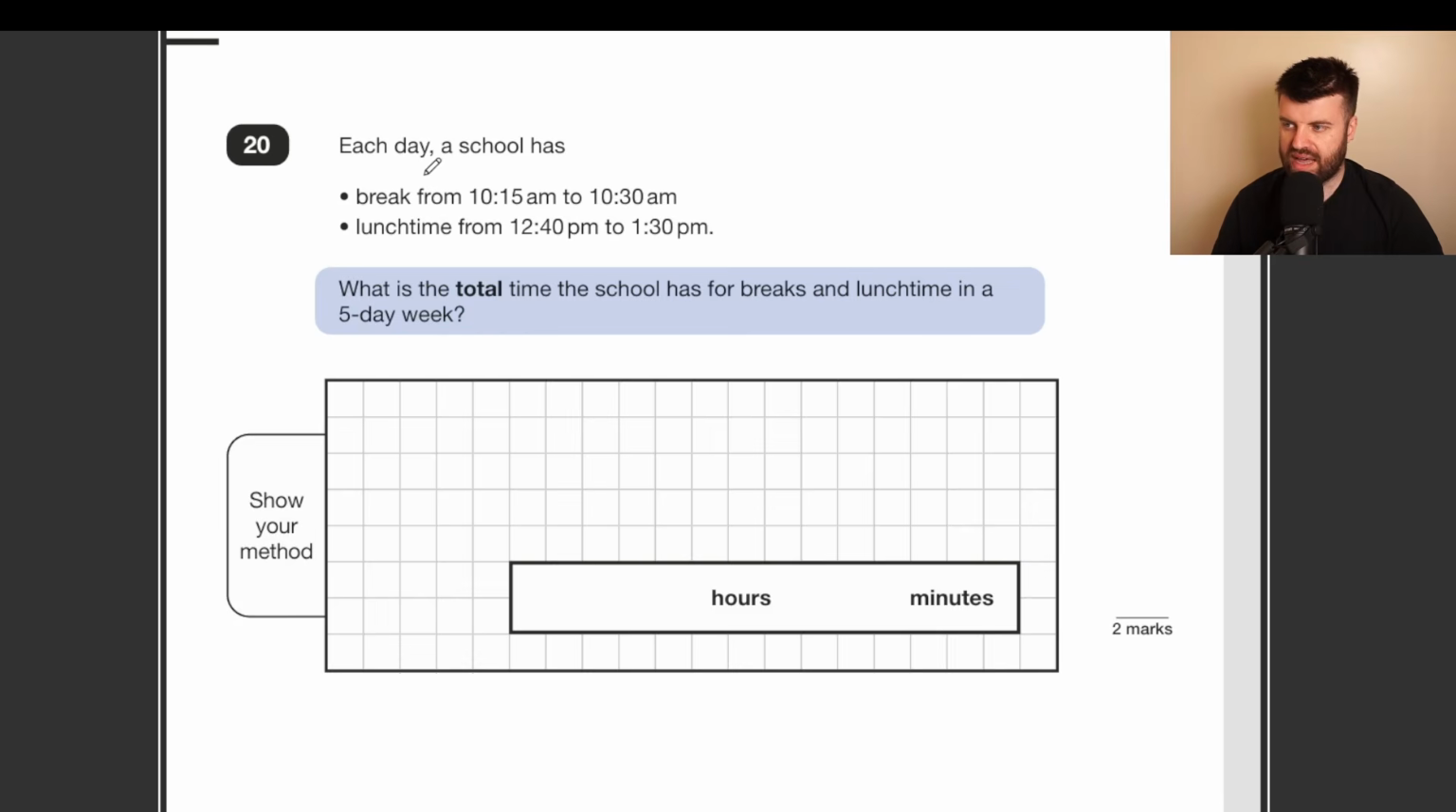Each day a school has break from, no, I can't read. From 10:15 to 10:30. Whoops. Lunchtime from 12:40 to 1:30 p.m. That's every day. What is the total time the school takes for breaks and lunch, so combining them, in a 5-day week? So at the end, we're going to have to multiply something by 5 because we're only given the information per day. Let's figure out how much this is in total.